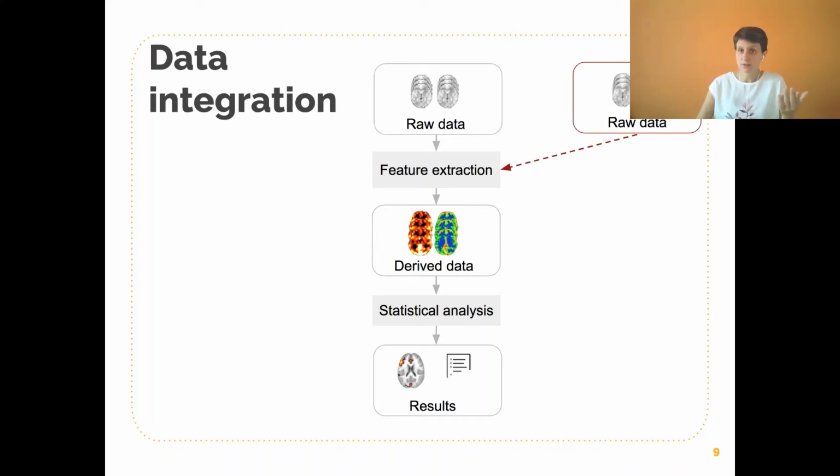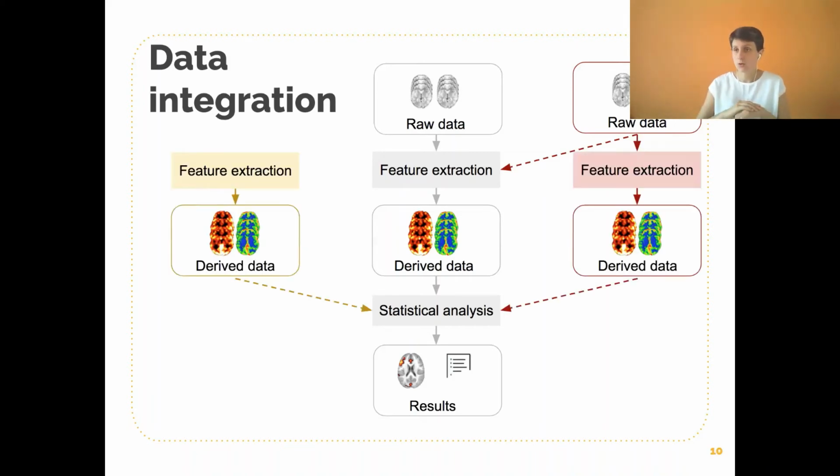Now, one way we can start doing some data integration is to find some raw data that is similar to mine and just inject it at the level of feature extraction. So let's say I'm based in Rennes, I'm going to have a collaborator in Edinburgh use their data and inject it in my pipeline. Of course, here we're going to have more variations. The two types of raw data are going to be different. They've been acquired on a different machine. Maybe the MRI sequences were slightly different, and so on.